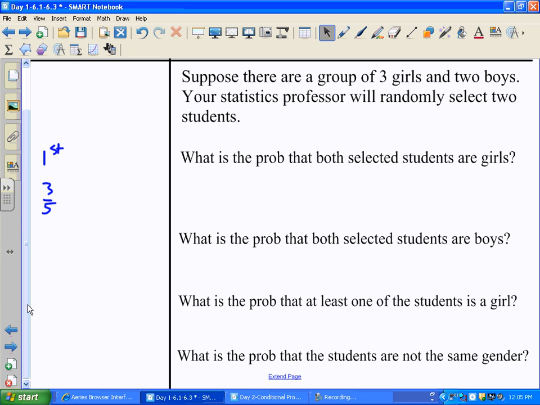Agreed? So I've now reached into my bucket. I've pulled out a girl. Here she is right now, right next to me. Now, we're looking at our second pull. What's the probability now that I'm going to get a girl the second time? 50%. A lot of you guys said it. That's correct. It's going to be 2 out of 4.